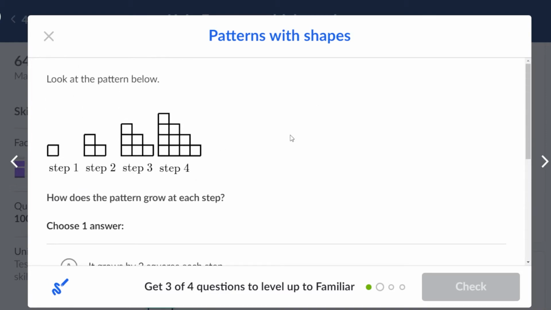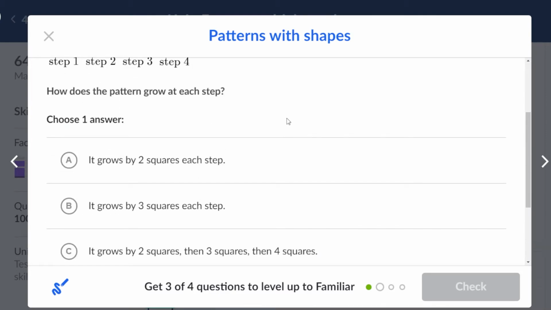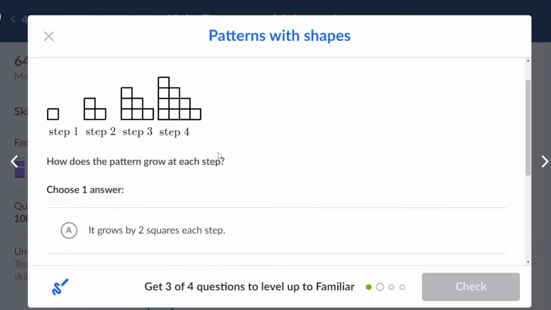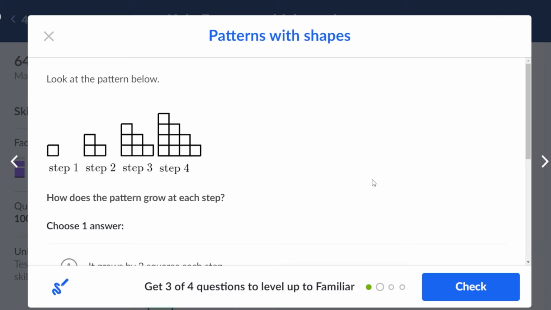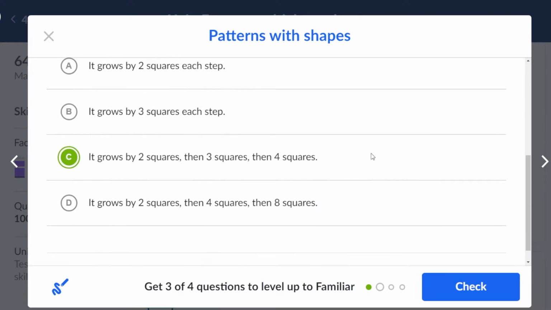How does the pattern grow at each step? Well, we determined that it grows by 2 squares, then 3 squares, then 4 squares. We are adding 1 to the amount that it grows by with every iteration, and that, believe it or not, is what defines a quadratic formula later on down the line.